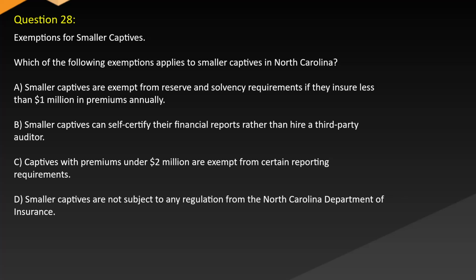Question 28. Exemptions for smaller captives. Which of the following exemptions applies to smaller captives in North Carolina? A. Smaller captives are exempt from reserve and solvency requirements if they insure less than $1 million in premiums annually. B. Smaller captives can self-certify their financial reports rather than hire a third-party auditor. C. Captives with premiums under $2 million are exempt from certain reporting requirements. D. Smaller captives are not subject to any regulation from the North Carolina Department of Insurance.